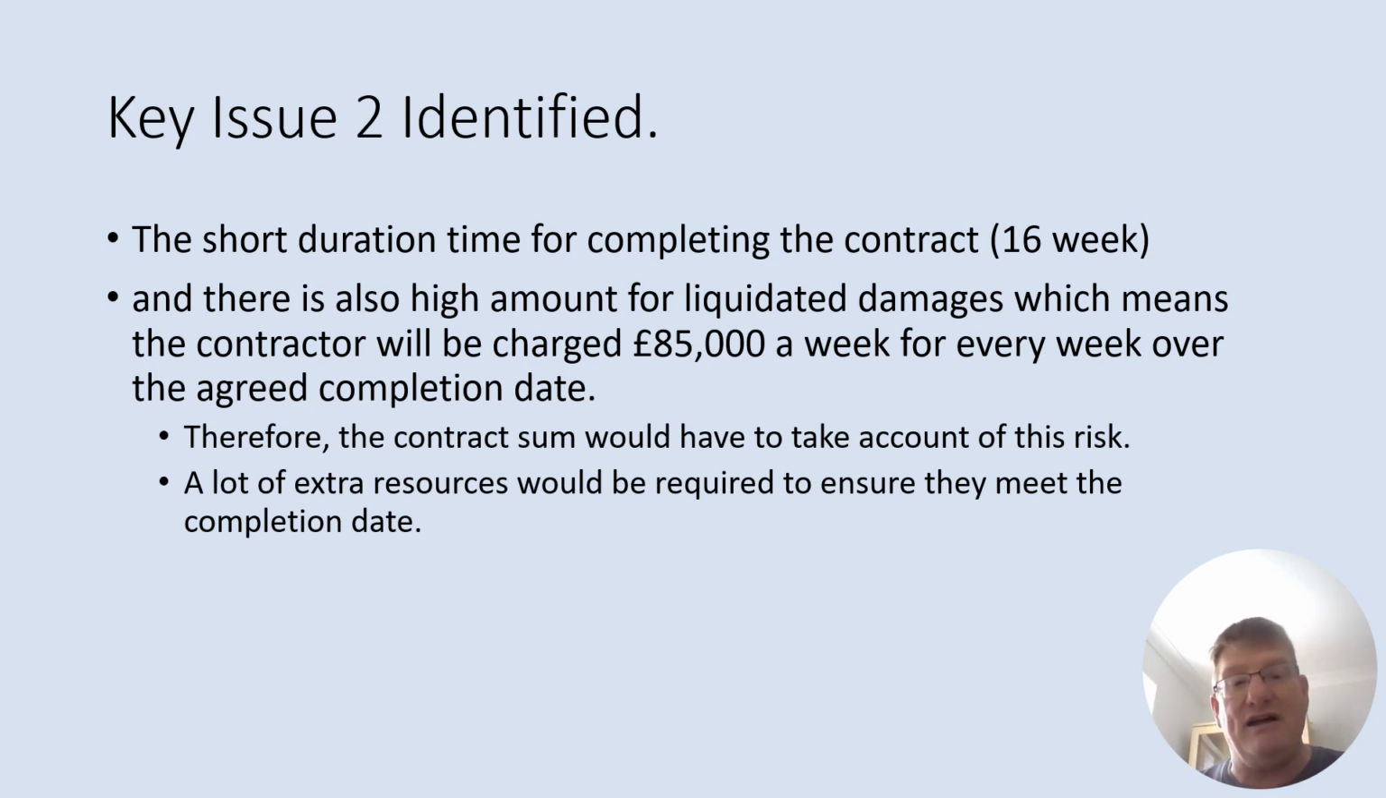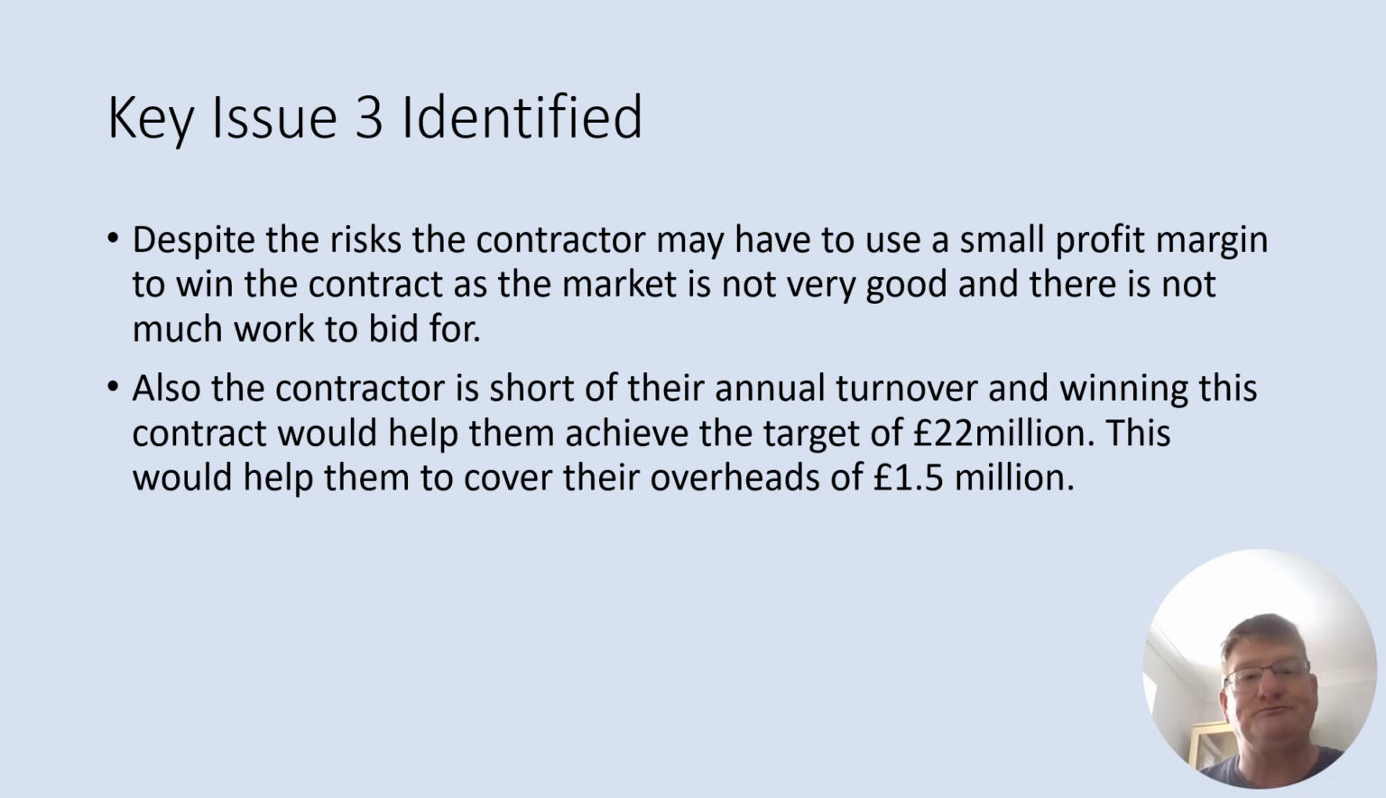All right. However, to get £1 or £2 million contracts done within 16 weeks requires extra resources. So you'll need extra plant. You'll need extra equipment. So that costs money. You've got to take that into consideration when you're doing your unit rates, when you are adding overheads and profit on for a percentage. Okay, so there's some issues there.